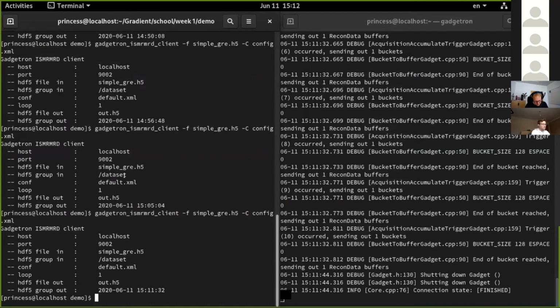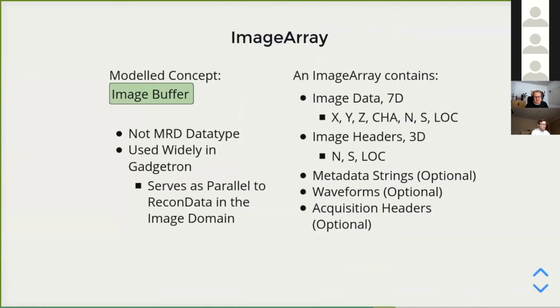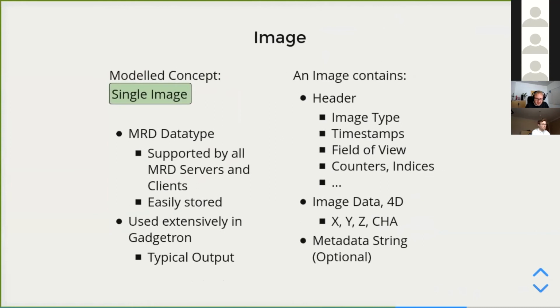The image type conceptually is a single image. It is an MRD data type. It's supported by the client. We can send it to all the clients, we can store it, and it's used quite a lot in Gadgetron. It's the typical output, so there's a lot of reconstructions. They take acquisitions and they produce images.